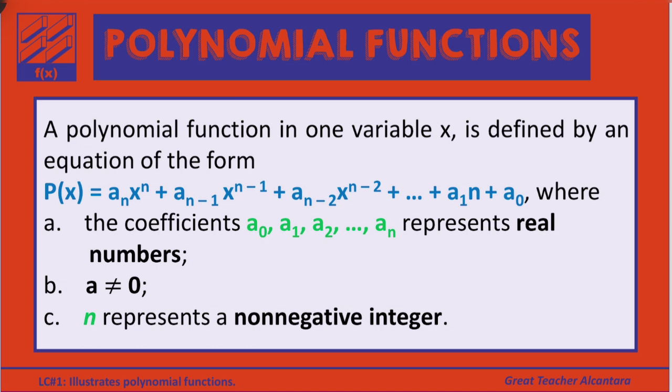and that a should not be equal to 0, because if a is equal to 0, that will make that specific term non-existent. And of course, n should be non-negative, because if the exponent is negative, it will flip the term and make it no longer a polynomial.